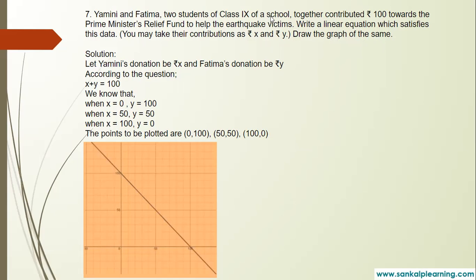Okay, children. So what are they saying? They together contributed 100 rupees. So how will you take? Here they have given rupees X and rupees Y, right? So you can write it as X plus Y. Yamini's donation be X and Fatima's donation be Y. Then according to the question, together they contributed, so we are writing X plus Y is equal to 100. Now get the points of X and Y and represent on the graph.